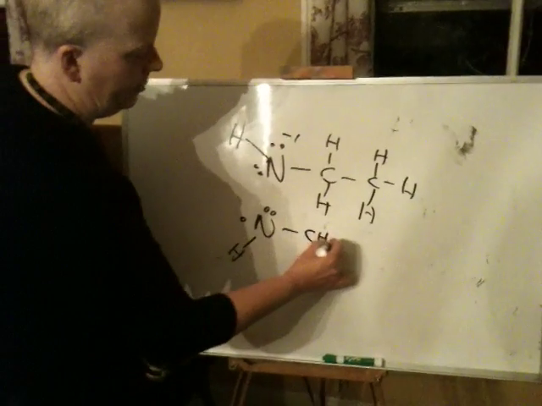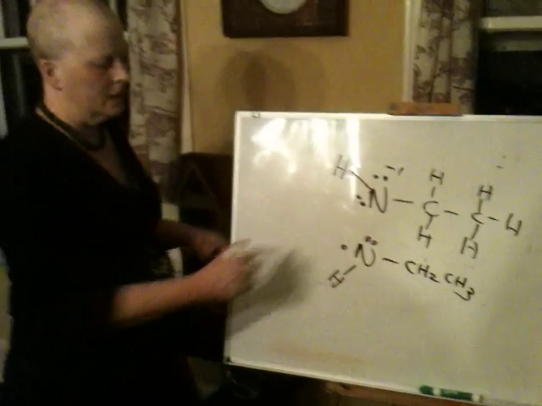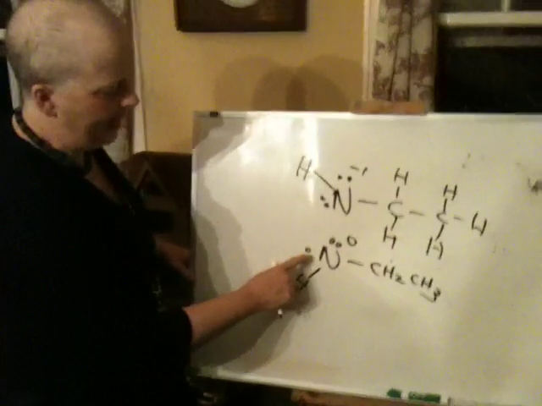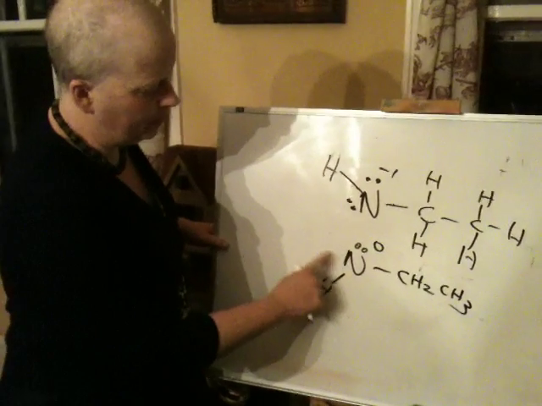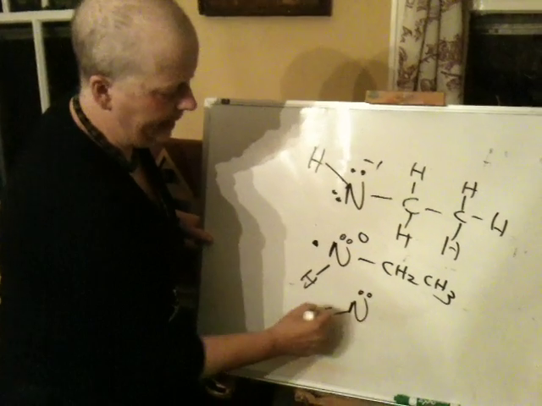Now I'm going to draw this in condensed formula. This is how you draw the condensed formula of that. Okay? This is a radical. This has a 0 charge. And then if I wanted to get to a cation, I would take 1 more electron out of this, and I would draw this. Now this is kind of a weird cation.